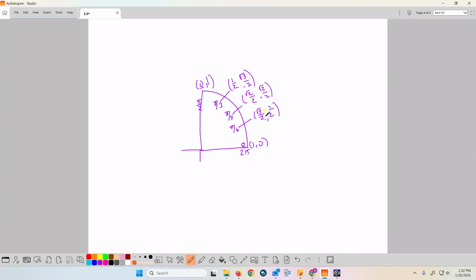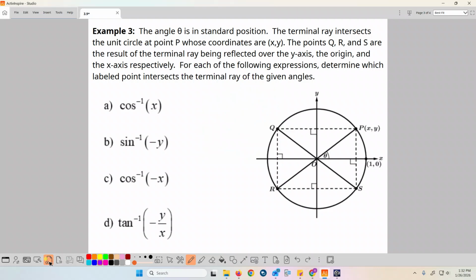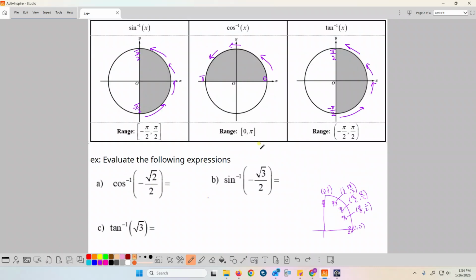We got our cosine values, our x's, our sine values, our y's, because our unit circle has a radius of 1, okay? So let's answer those questions that we saw over here. Okay, so here we go. I went ahead and put that unit circle on the same slide where I have the questions.